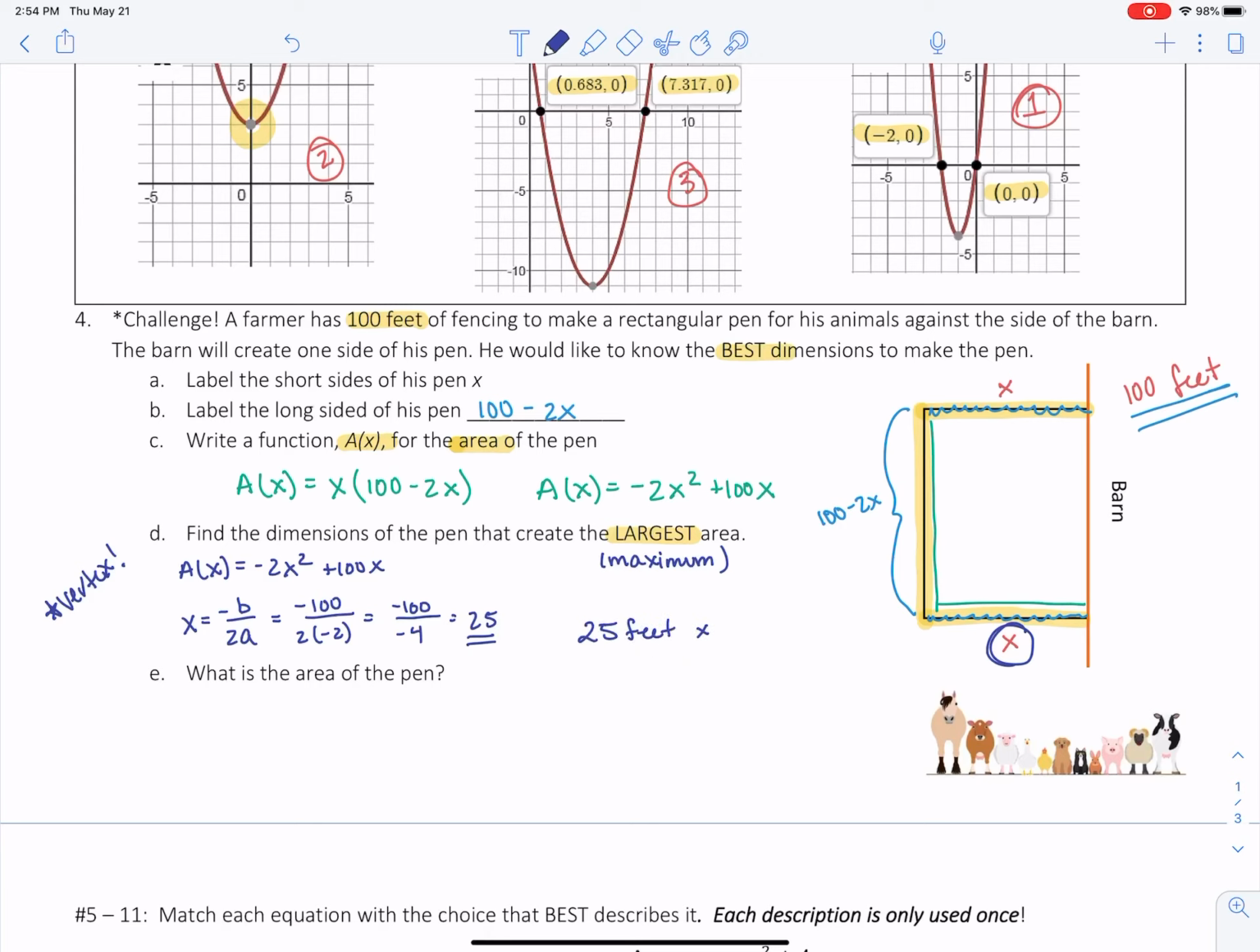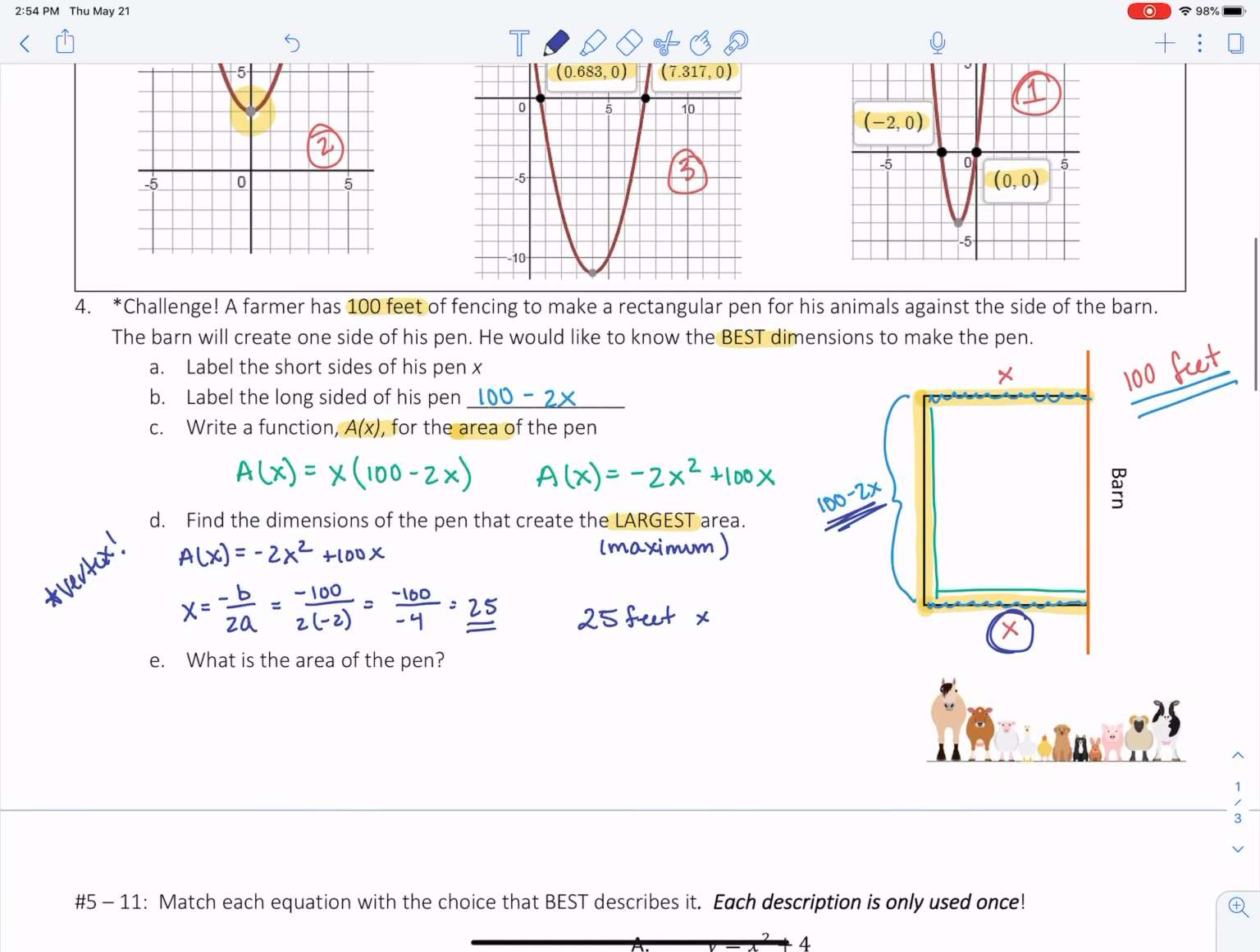by, now for this side I have to do a little bit of math. So we have 100 minus 2x, 100 minus 50 is 50, so 25 feet by 50 feet. And that is going to create the maximum area for my pen.